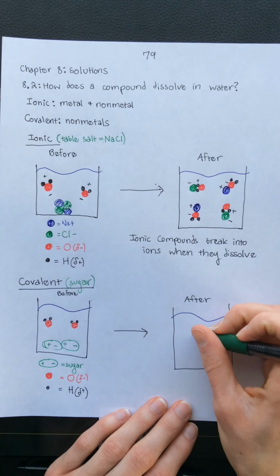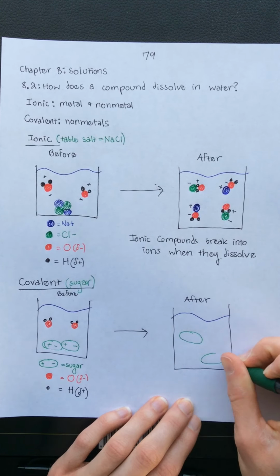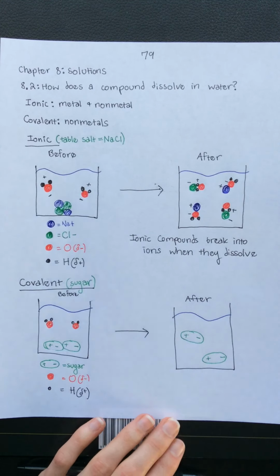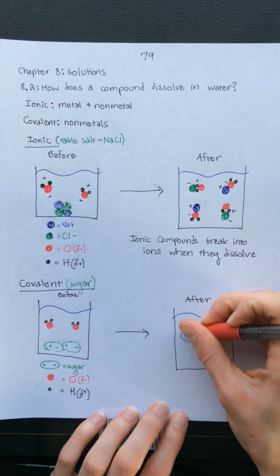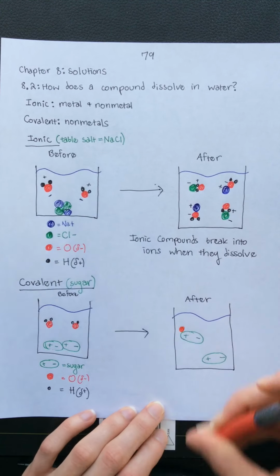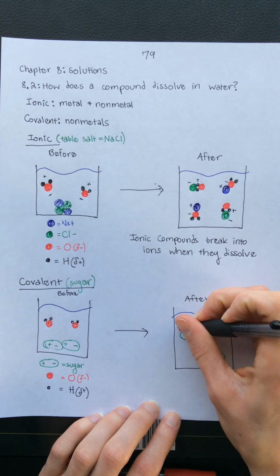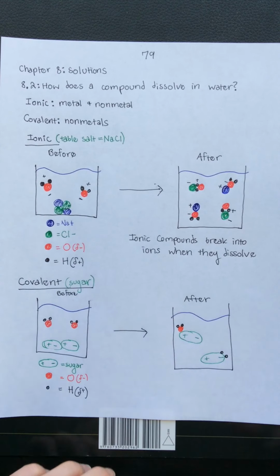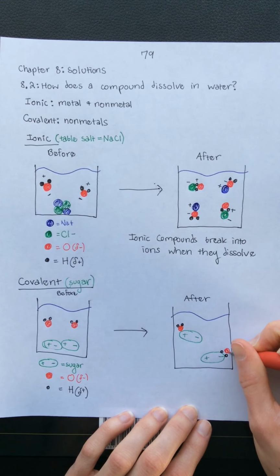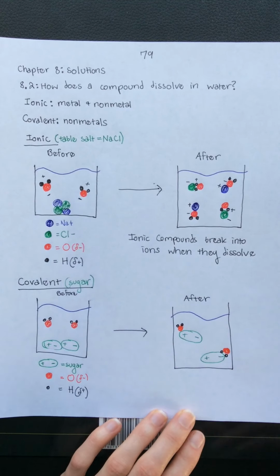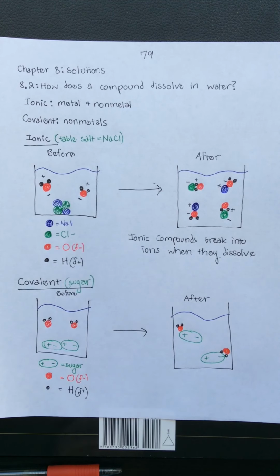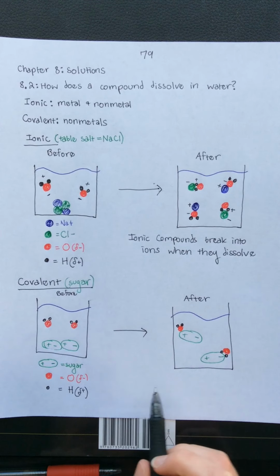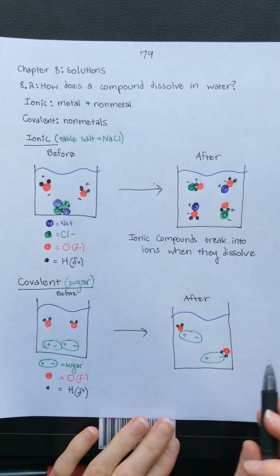So after it dissolves, we're going to have 2 sugar molecules, or however many sugar molecules you dissolved, floating around in your solution. The negative side of the water will be attracted to the positive side of the sugar molecule, and the positive side of the water molecule will be attracted to the negative side of the sugar molecule. So you'll notice the covalent compound, it did not break into positive and negative ions.